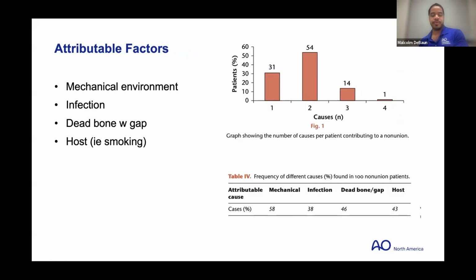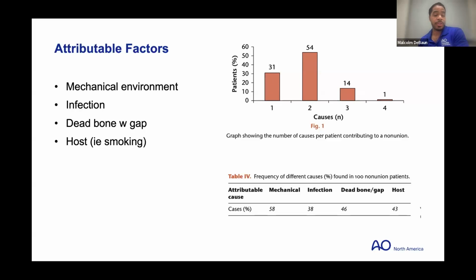And so they divide everything into 4 groups. So the first group was a mechanical issue. So basically, the patient had insufficient biomechanics to promote the healing mode that they wanted to achieve, right? Either too stiff for bridging or too flexible for primary bone healing, and having maybe a mismatch of the construct to the desired mode of healing.